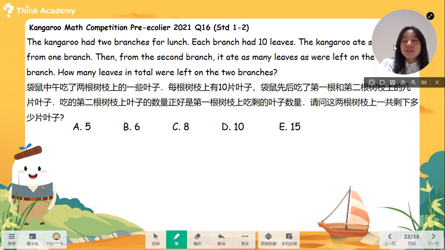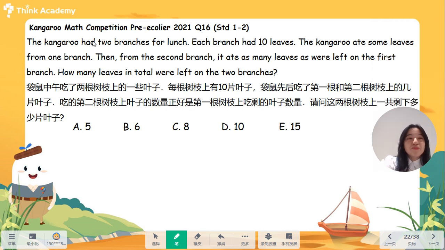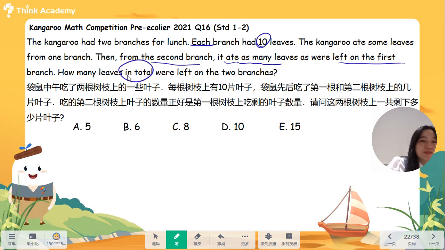First, let's read the question together. It says, the kangaroo had 2 branches for lunch. Each branch had 10 leaves. When we are reading the question, we had better underline keywords, especially the numbers. The kangaroo ate some leaves from one branch. Then, from the second branch, it ate as many leaves as were left on the first branch. How many leaves in total were left on the 2 branches?